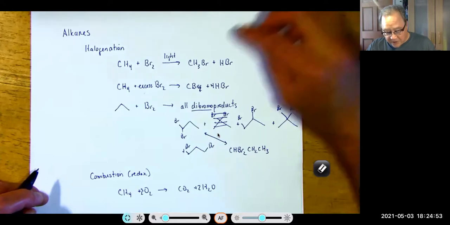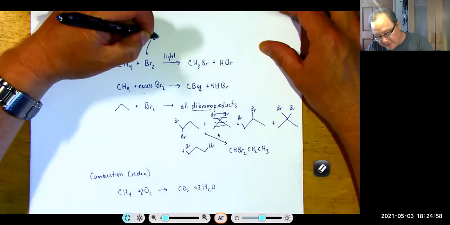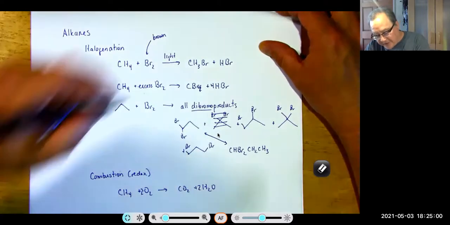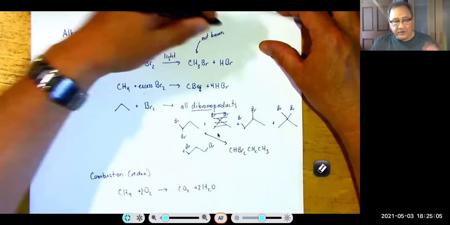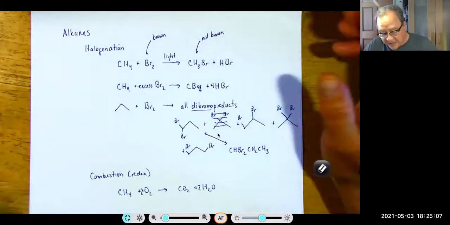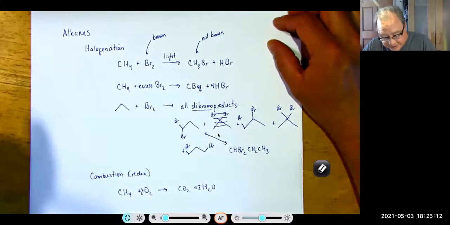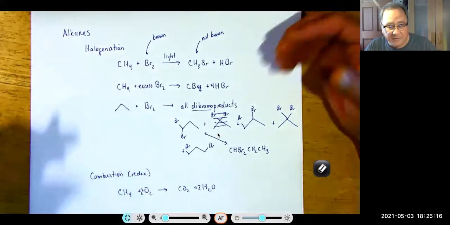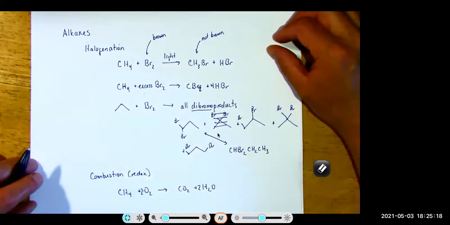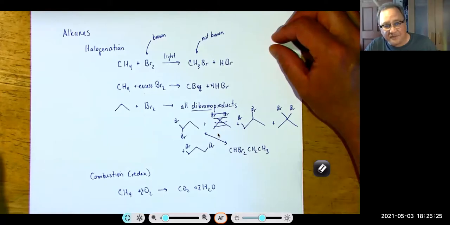So this one requires light. And the interesting thing about this is these solutions are brown. But this product is not brown. So if you put these together with the light on, since this is a colorless solution and this is a colored solution, when you mix them together, it becomes like a light brown. But over time, guess what happens to the color? It becomes clear. Yeah, the color disappears.